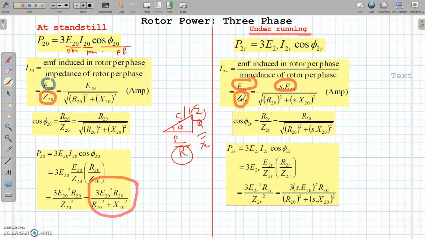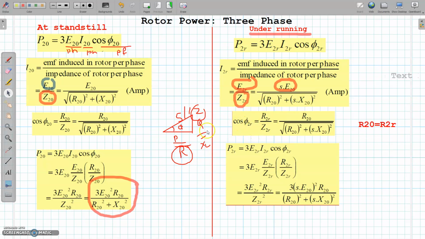So Z2R, under running condition, what about the resistance? R20 is always equal to R2R. That is, under standstill and under running condition, resistance is not changing because resistance does not depend upon frequency, but reactance X2R is S times X20.